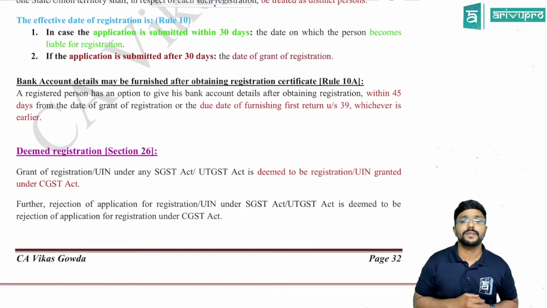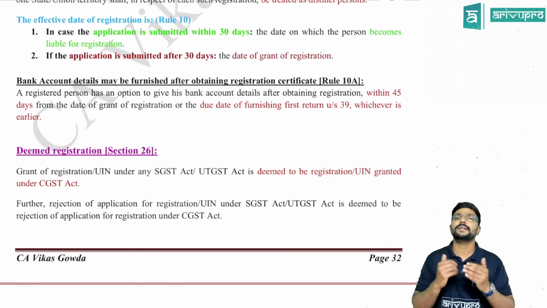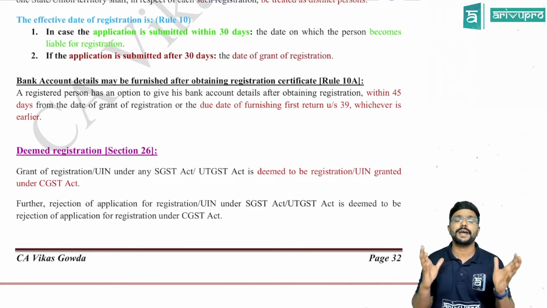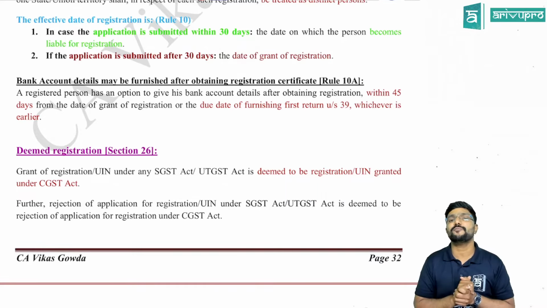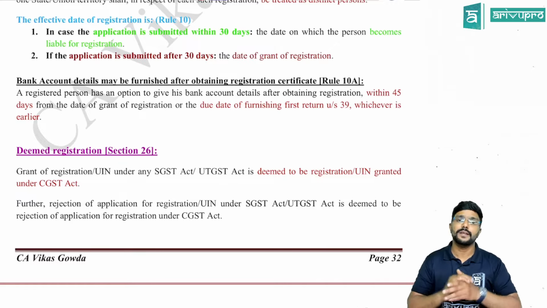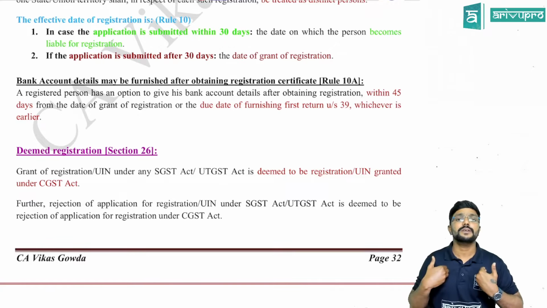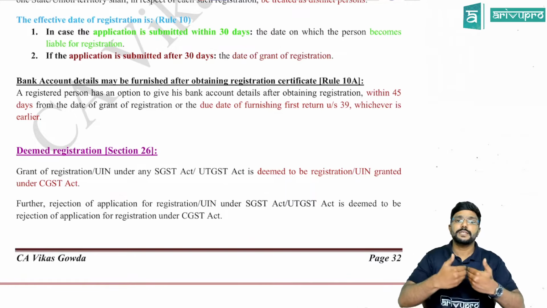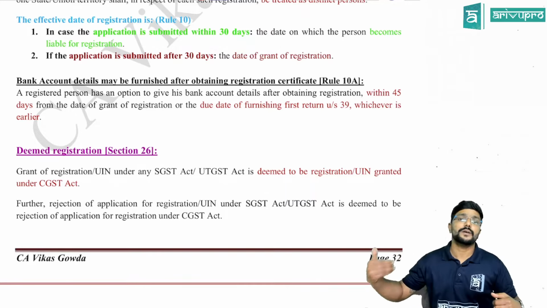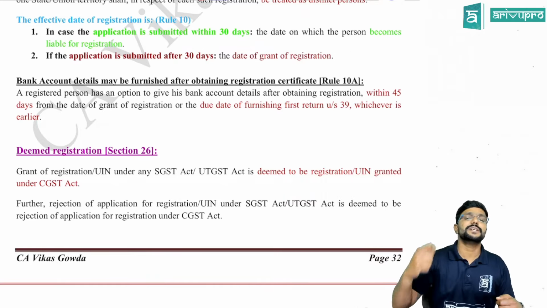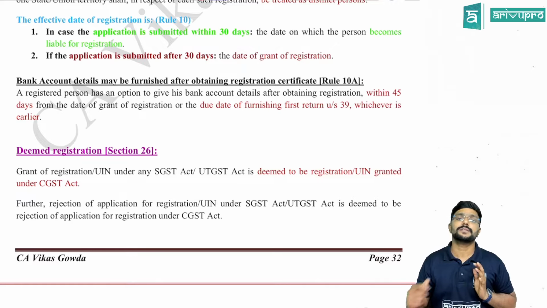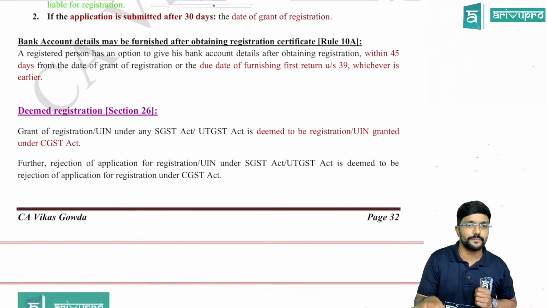Then Rule 10A is telling, actually, bank account details have to be given while making the application for registration. If by chance I had not opened a bank account at the time of making an application for registration, then I can take the registration granted. But once the registration certificate is granted to me, within 45 days from there or by the due date of filing the first return under section 39, whichever is earlier, I have to give the bank account details, or else my registration is liable to be cancelled by the proper officer.